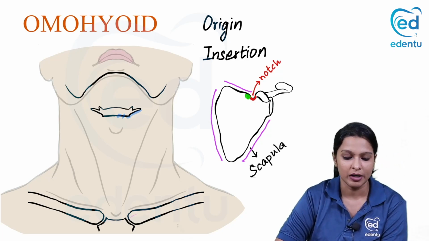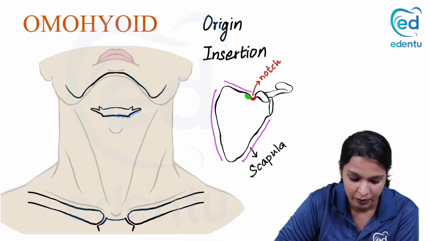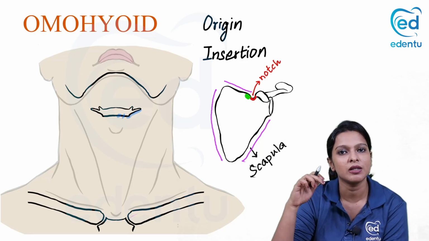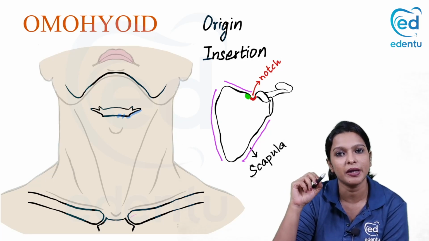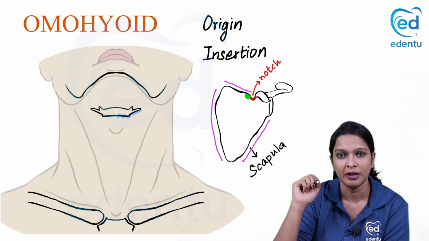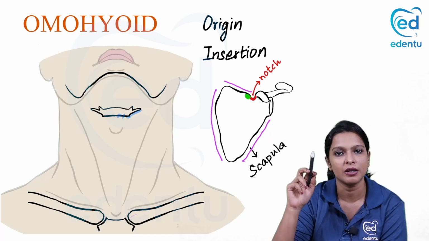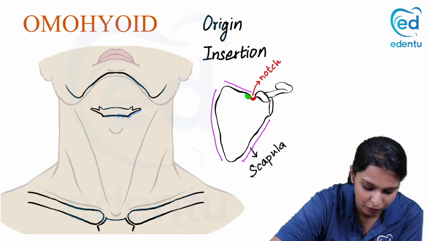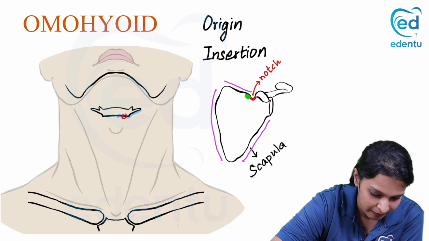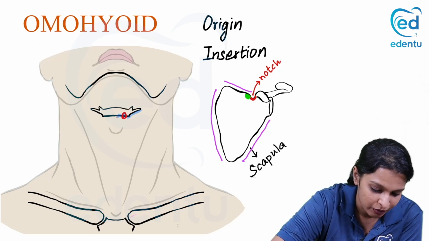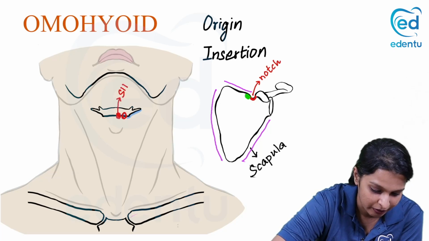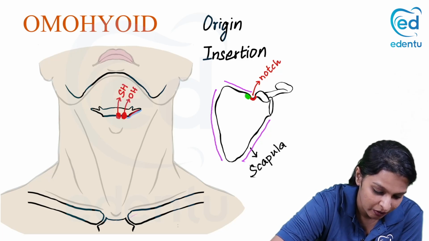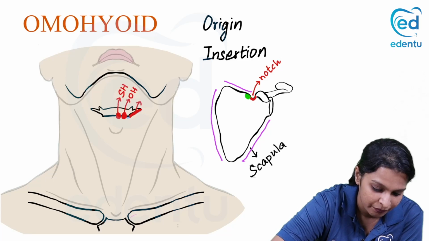Now we'll see what happens to the muscle. The inferior belly will insert into an intermediate tendon, which we will be seeing. Now what about the superior belly? That will originate from the intermediate tendon and it will go on and insert into the lower border, more laterally. This one, more laterally. So this is the insertion of sternohyoid. This is the insertion of omohyoid, and along the greater horn is the insertion of thyrohyoid.